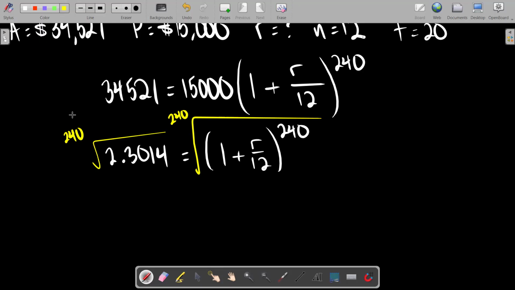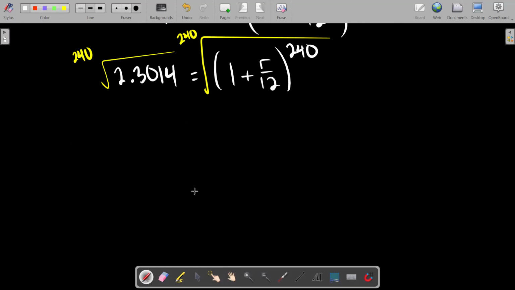So on your TI 30X, if you're borrowing one of mine today, or if you have your own, there's a button that says this. Above that, it says this. Don't hit that button. What is that symbol called, that purple symbol? That is specifically a second root. That is not going to do me any good in this case.